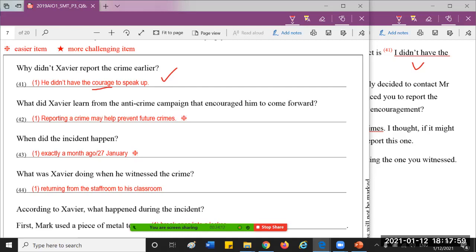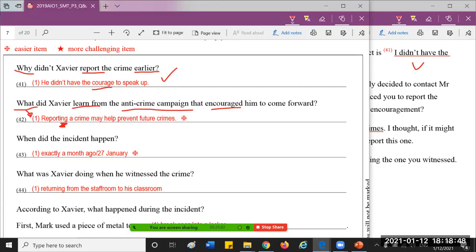Next, what did Xavier learn from the anti-crime campaign? Well, I hope you had underlined some keywords when they gave you time to familiarize yourself with the task. The second question was, what did he learn from the anti-crime campaign that encouraged him to come forward, that means report the case. What was it? Reporting a crime may help prevent future crimes. Listen up. What here means they're asking for a noun, or a gerund, an activity, an action. That's why you should have it written in gerund, reporting a crime. This whole thing is a noun phrase, okay?